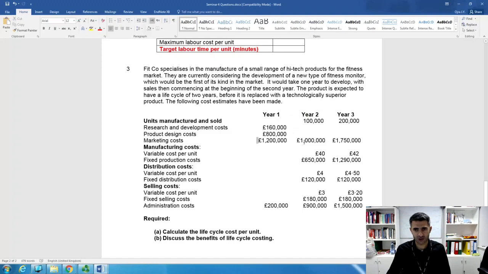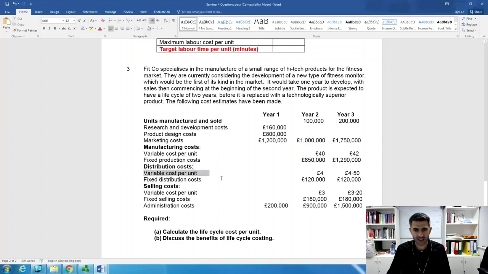And marketing during the 3 years, okay. In terms of manufacturing cost, the variable cost per unit, so anything per unit, guys, you need to multiply by the number of units here in year 2 and year 3. Remember, we don't have anything in year 1 here. And fixed production cost, we add it together for year 1, year 2 and year 3, and you put the total.